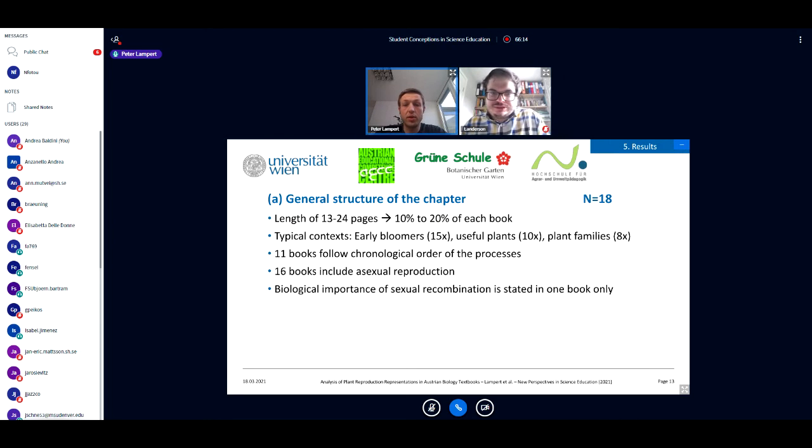Most books had a chronological order of the process, and what was also surprising, that also asexual reproduction was contained in the books. However, sexual reproduction, as we mentioned before in the pollination, where male sperm cells and the female egg cell fertilize, is important because sexual reproduction is important to have a good variation because the genes can mix then. However, the importance of this sexual recombination was stated in only one book, even though they explain all the process around it, but the main importance was excluded.